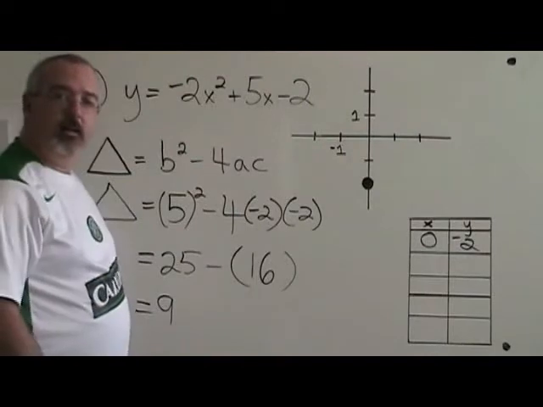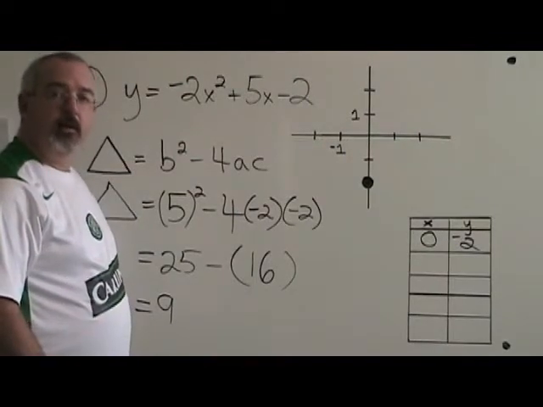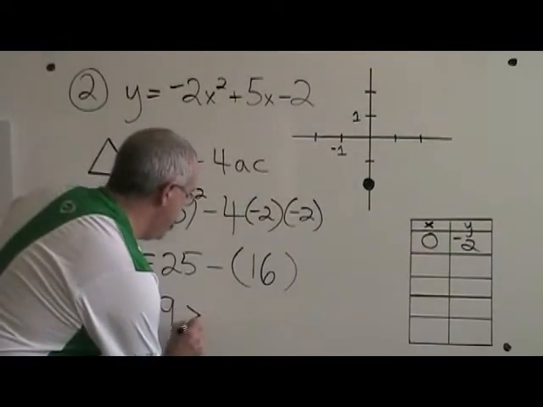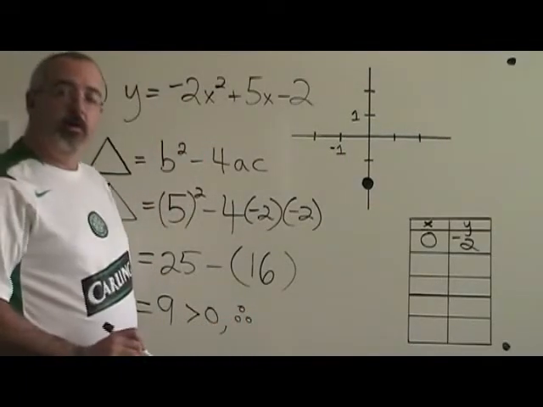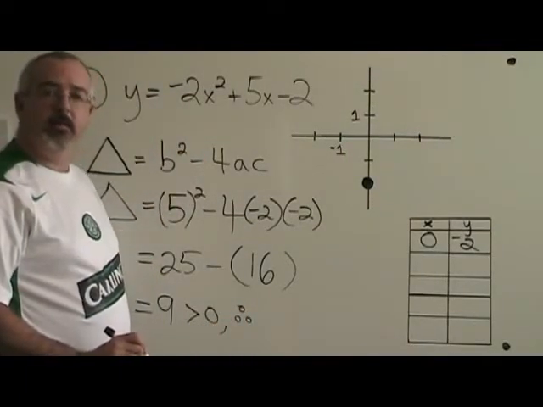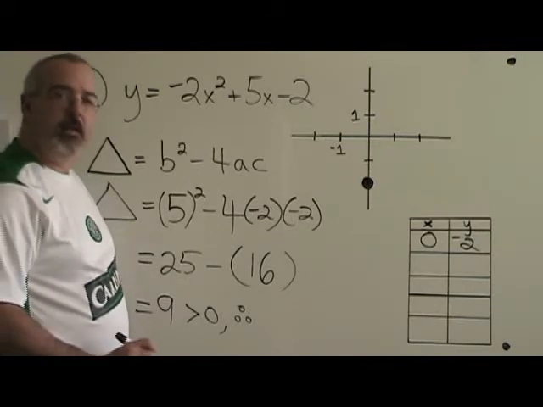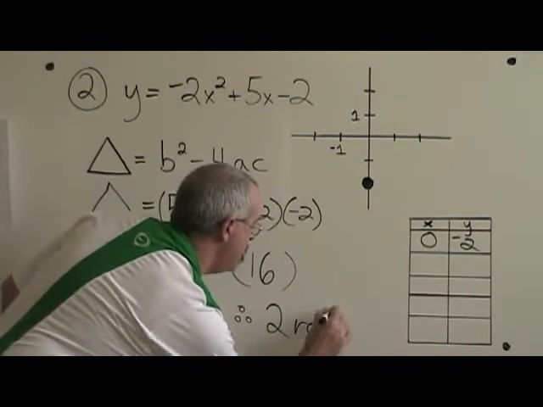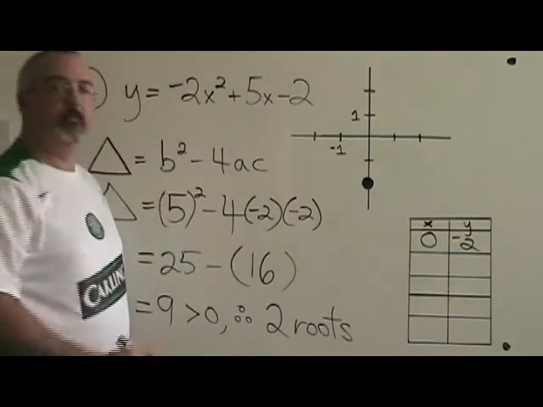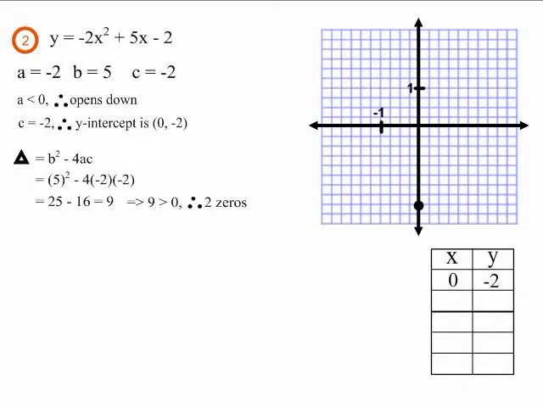My delta is 9. My delta is greater than 0. Therefore, there are two roots, or two x-intercepts, or two zeros in this equation. This is what example 2 looks like after we find the discriminant delta.